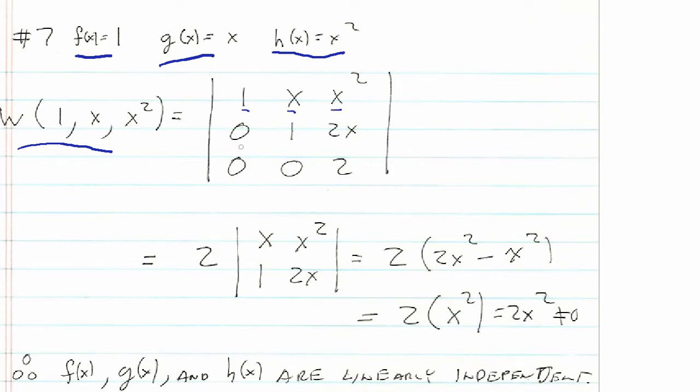Then the next row in this matrix that we're taking the determinant of is f prime right here, this is g prime, and this is h prime. And then below that, we take the derivative of the row above it. So we get 0, 0, 2.